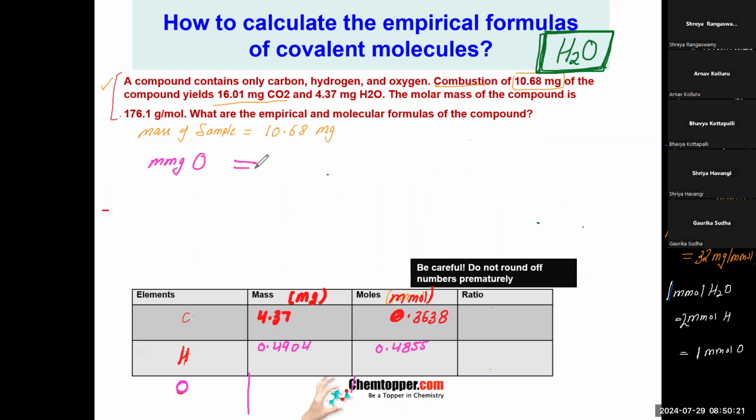How to calculate? You know the milligrams of carbon, you know the milligrams of hydrogen. So milligrams of oxygen will be the total mass of the sample, which is also in milligrams, minus milligrams of hydrogen plus milligrams of carbon. Law of conservation of mass. How much is this?